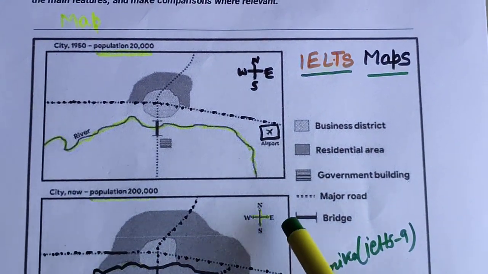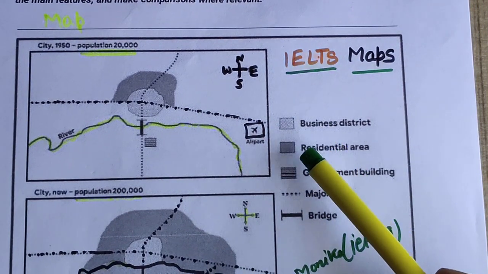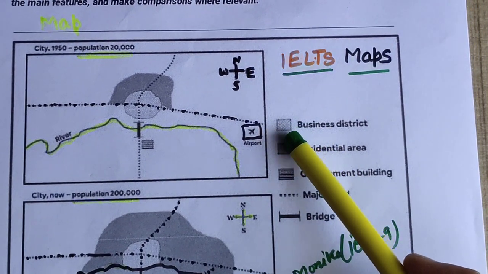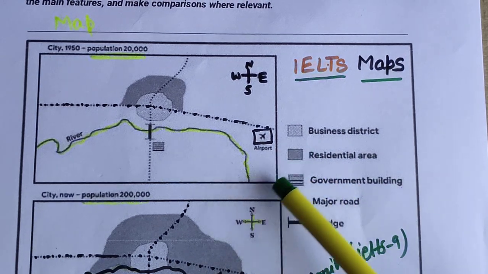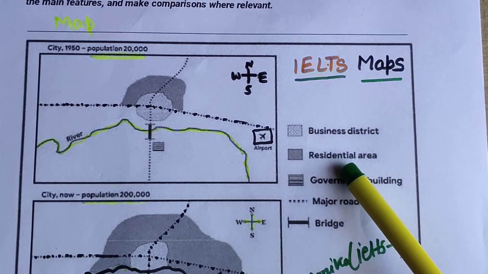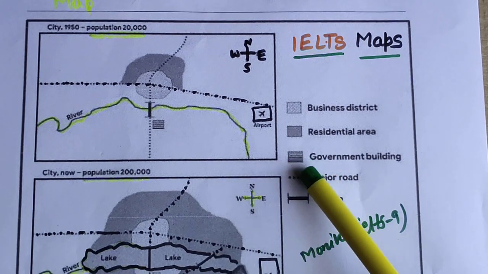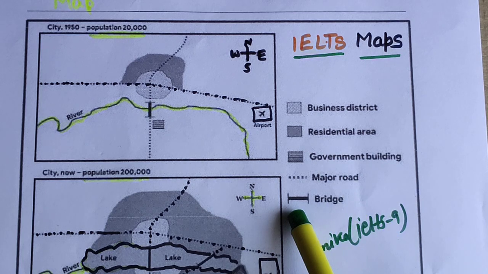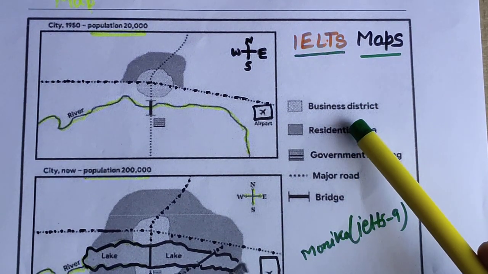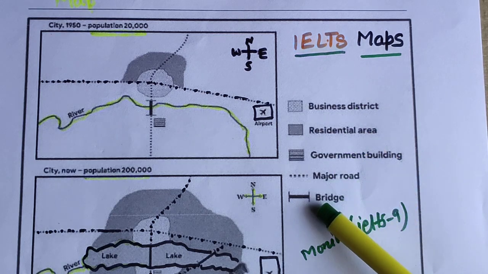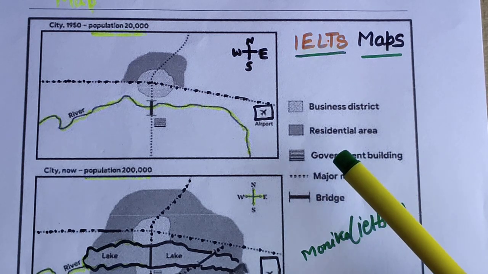So we will just analyze it. Let's read this one. This is the business district, this dark grayish part is the residential area, this line is the government building, this dotted thing is the major road, and this is the bridge. Keep in mind that you should explain all five things in your report writing.